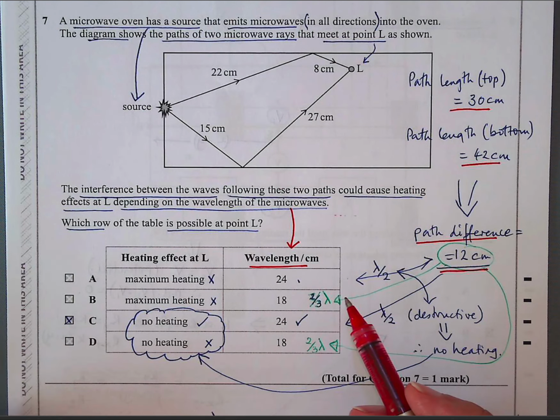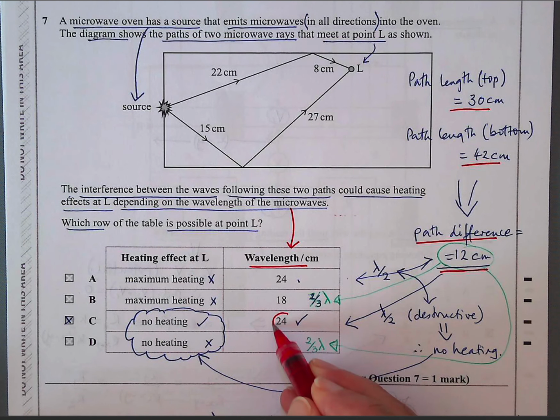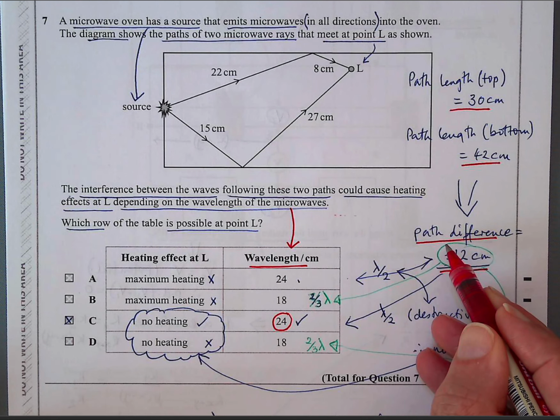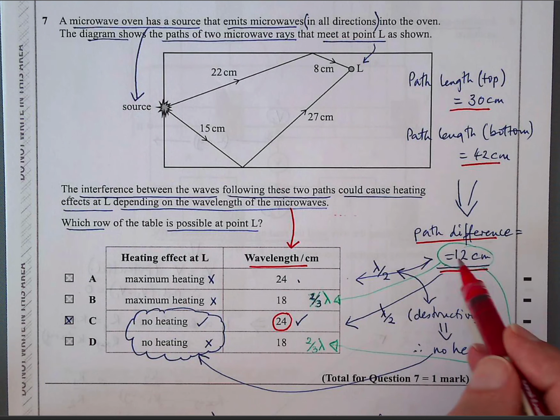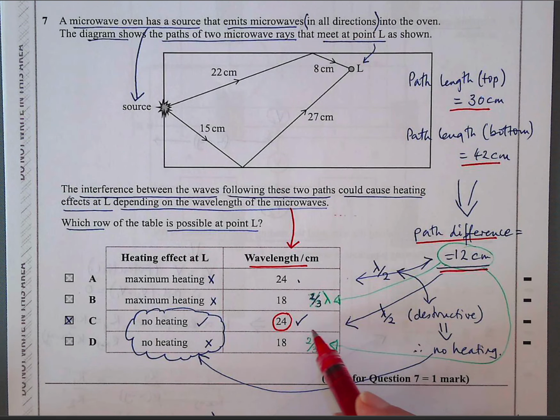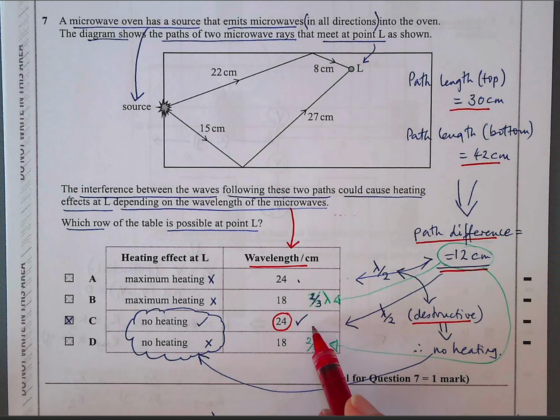Okay, so for there to be no heating, they must be out of phase by half a wavelength. You can see that 24 is double the path difference. That means that the difference in the path traveled is exactly half a wavelength, and therefore they're going to be out of phase, so it's going to be destructive. So there's going to be no heating. So this gets 2 ticks.